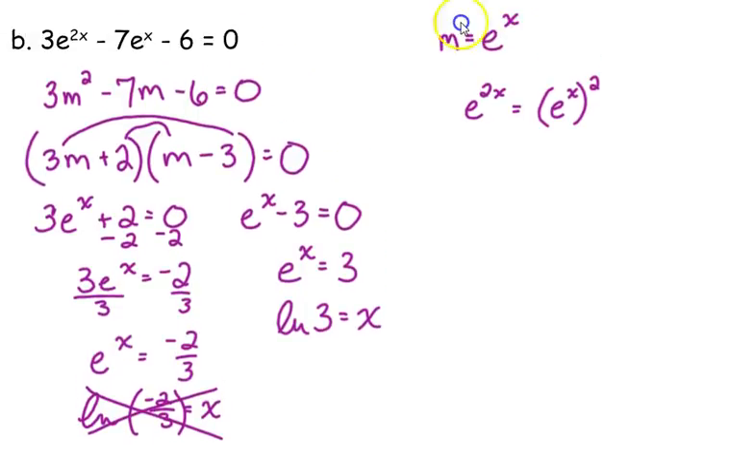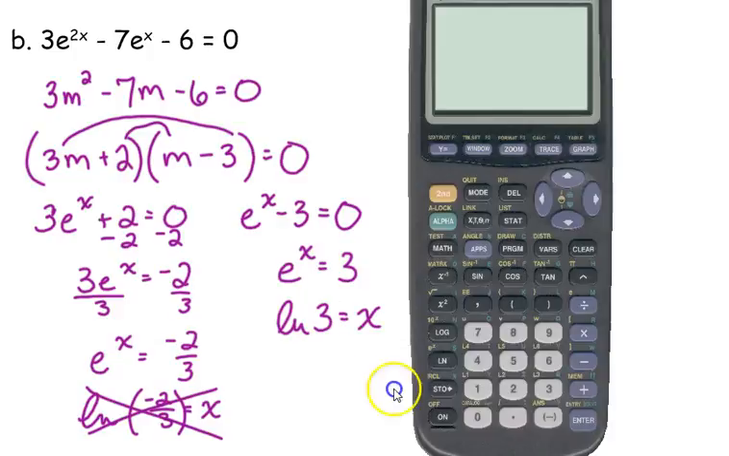But I'm going to check it just to make sure. I got to be careful. Just to make it easier here, when I'm checking this, I'm going to go ahead and calculate the natural log of 3. And when I'm plugging it in, I'm going to use my answer button to help me out. So 3e to the 2 times x. Well, x is the natural log of 3. So I'm going to put the answer in its place. Minus 7 times 7e to the x. Well, x is the natural log of 3, which is the last answer. Minus 6.